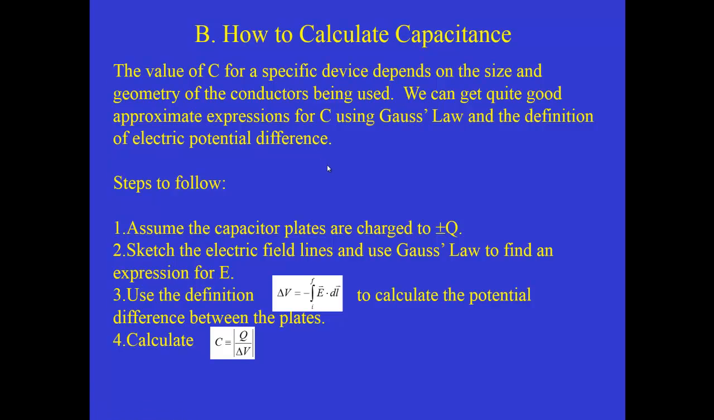And the steps are pretty simple. With a particular capacitor geometry, we just assume that we charge up the plates so that there's a charge plus and minus Q on the capacitor plates. Then we sketch the electric field lines and use Gauss's law to find an expression for the electric field in the region between the plates. Then we use the definition for electric potential difference and the electric field that we find in step 2 to calculate the potential difference between the two plates. And so that will give us Q, and then delta V will be in terms of Q, and when we take the ratio of those two, the result will be the capacitance for that particular geometry.